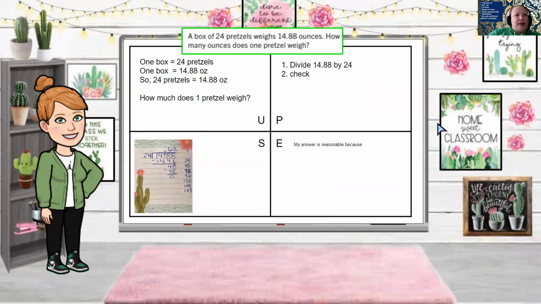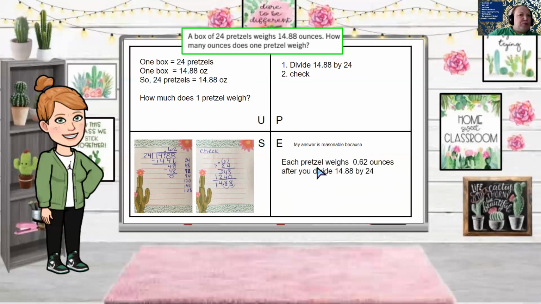Okay, when I divided, I got 62 hundredths. When I checked my answer, I multiplied 62 hundredths by 24 and got 14 and 88 hundredths after placing my decimal. Okay, so my answer is reasonable. Each pretzel weighs 62 hundredths ounces after you divide 14 and 88 hundredths by 24.